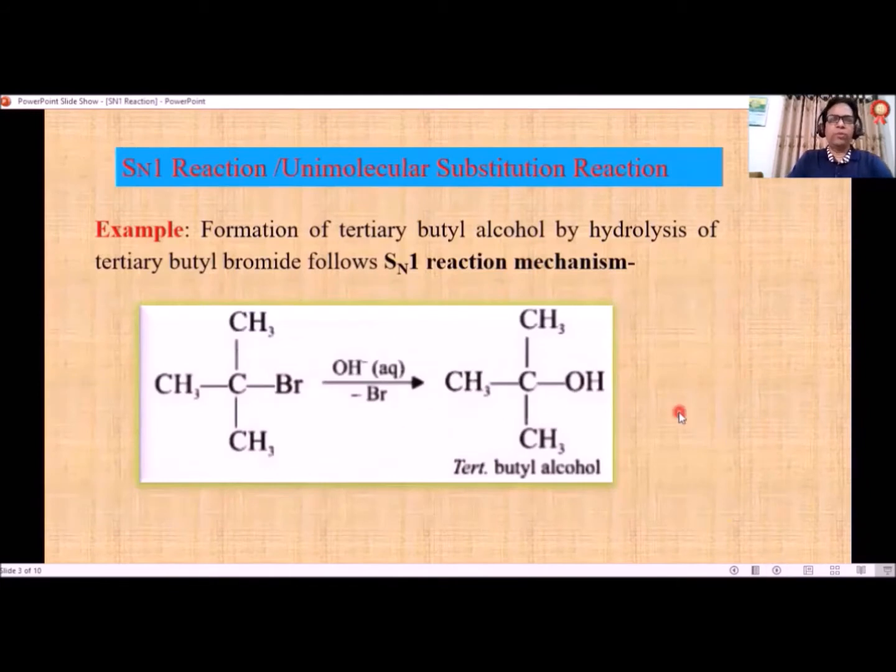For example, formation of tertiary butyl alcohol by hydrolysis of tertiary butyl bromide follows the SN1 reaction mechanism. Here, this is tertiary butyl bromide. The product is tertiary butyl alcohol and the nucleophile is sodium hydroxide, that is, alkali.